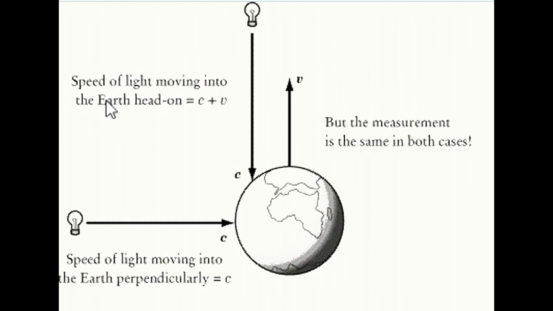Like the speed of light moving into the Earth head on would be c plus v when the Earth is head on with the sun. They conducted the experiment at different times of the year, measuring the speed of light, and they found that the speed of light is the same in every single reference frame. This is a big contradiction to the Galilean principles, and this is where Einstein revolutionizes the whole concept of relativity and physics itself.